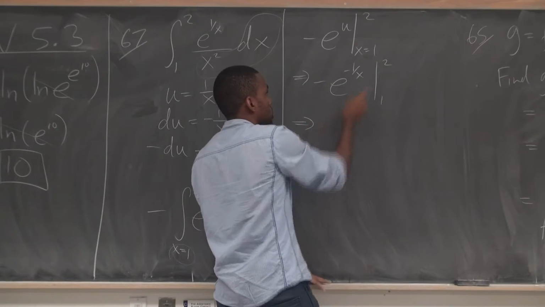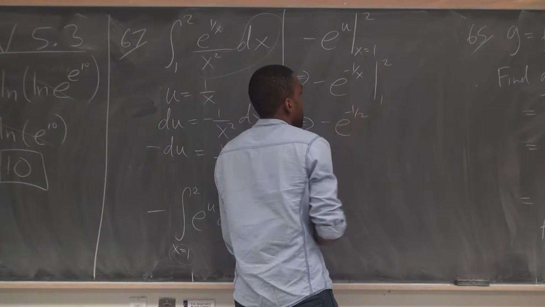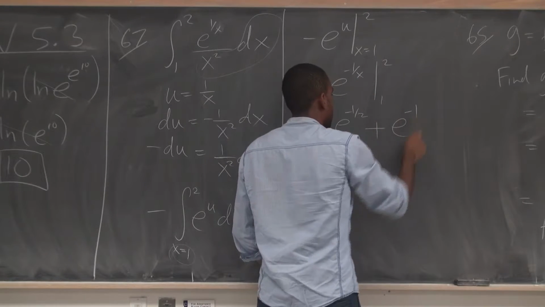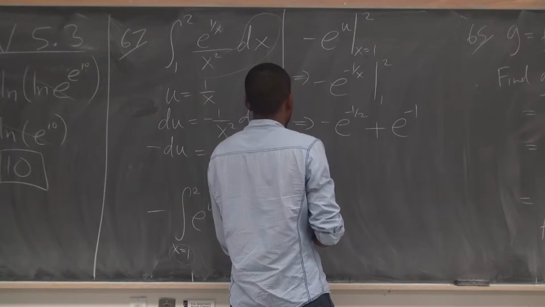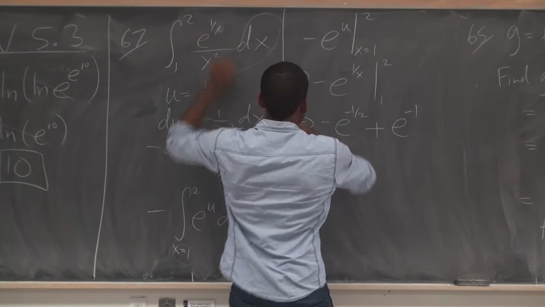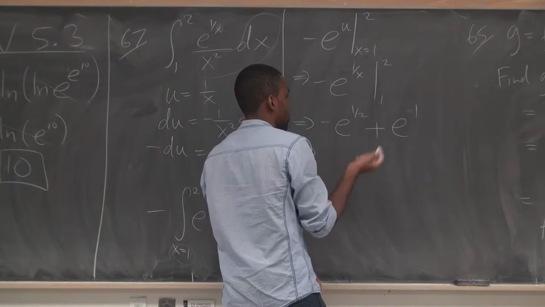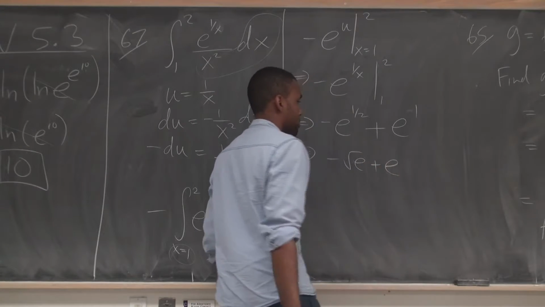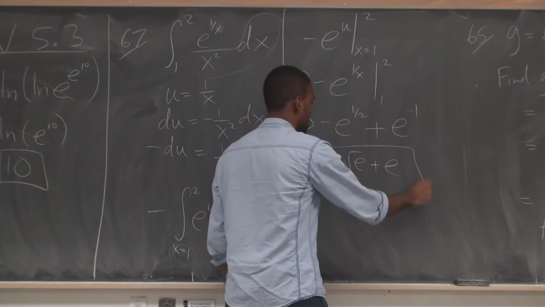So now we plug in the 2, and plus when you plug in the 1. Isn't the exponent positive because you use 1 over x? Yes, it was just 1 over x. So it's just minus radical e plus e. There's not really anything crazy. You don't have to simplify that. That's fine.